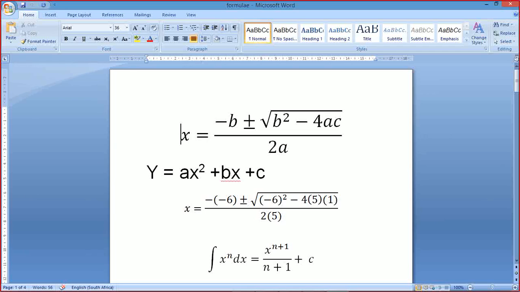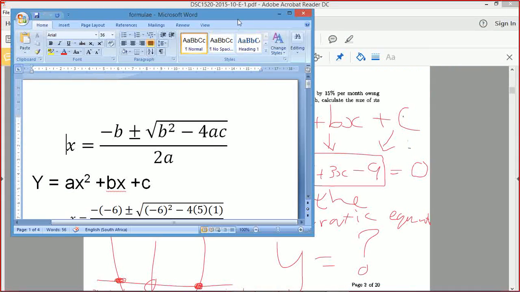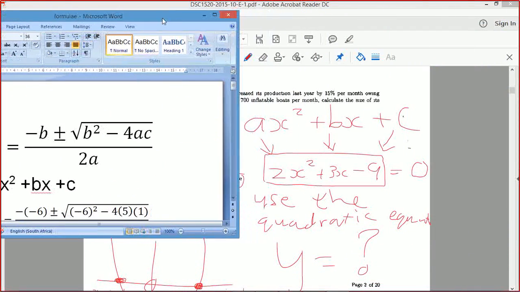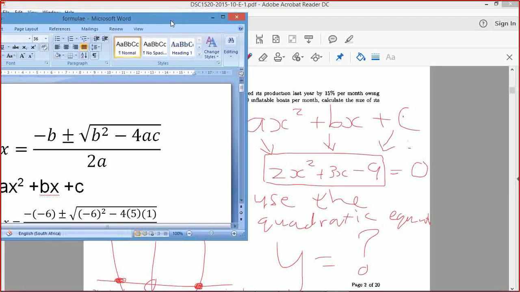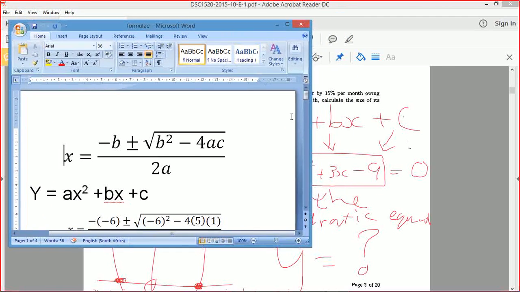It's saying maths error. I don't know if I've done it wrong or something, because I put there -3 plus. What was the B? Let's go back. B is 3, A is 2, C is -9.